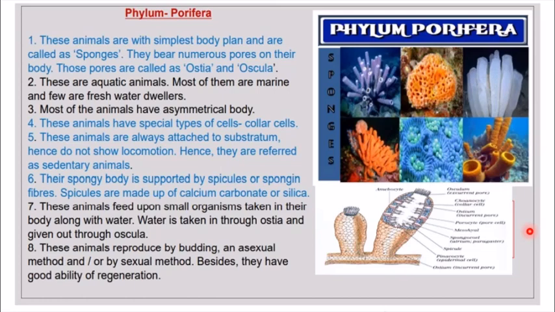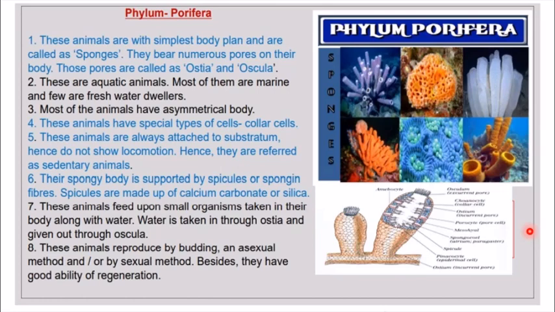Also, these organisms have an asymmetrical body. That is, they don't have proper symmetry. We have types of symmetry like radial symmetry and bilateral symmetry. They don't have these two symmetries. They have an asymmetrical body, which means the body can be any shape, without any type of symmetry.